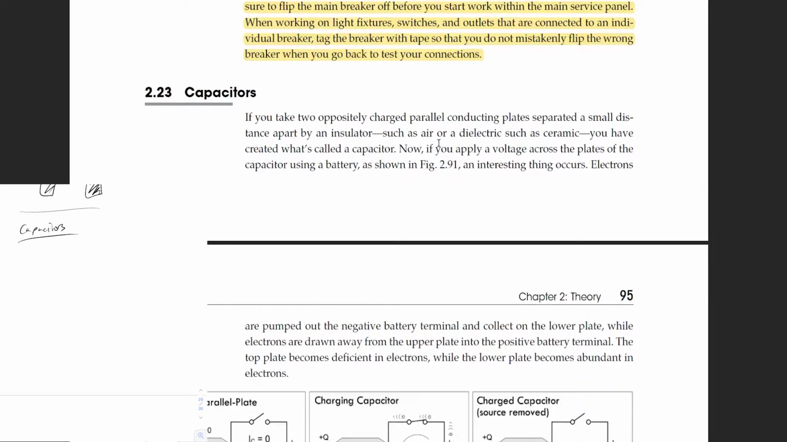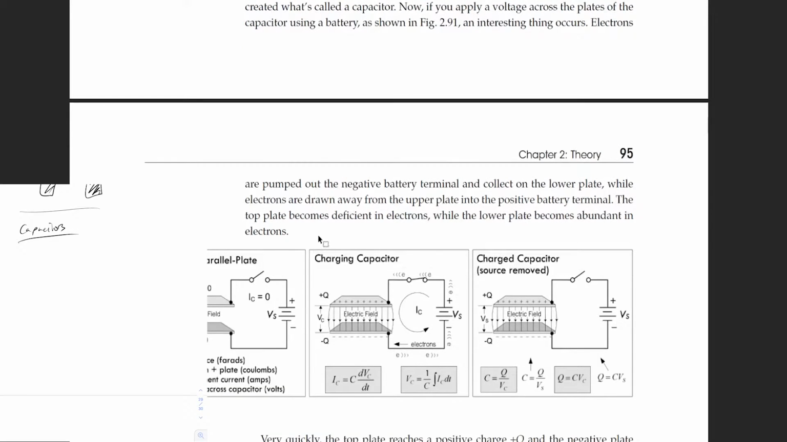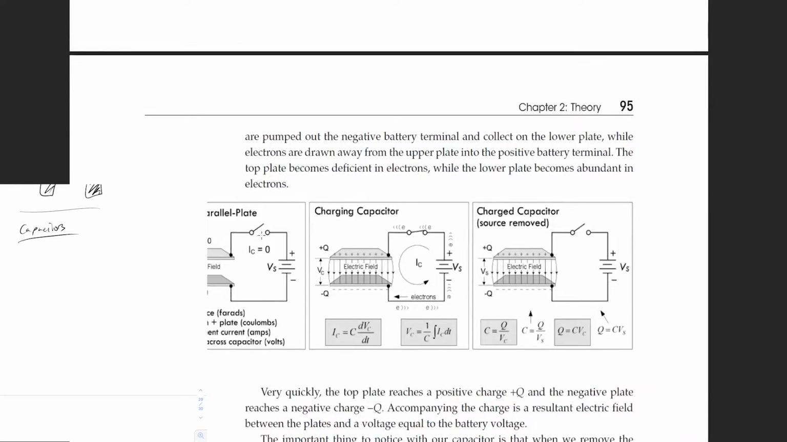Now, if you apply a voltage across the plates of the capacitor using a battery, an interesting thing happens: electrons are pumped out of the negative battery terminal and collect on the lower plate, while electrons are drawn away from the upper plate into the positive battery terminal. The top plate becomes deficient in electrons while the lower plate becomes abundant in electrons. So you basically get a huge buildup of electrons here. This part becomes positively charged and this part becomes negatively charged.